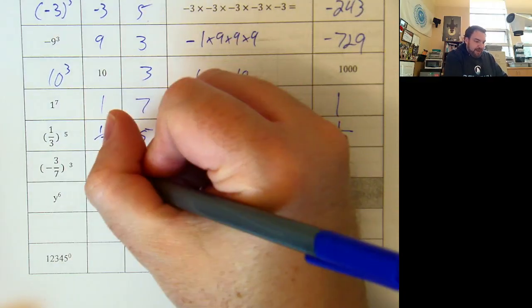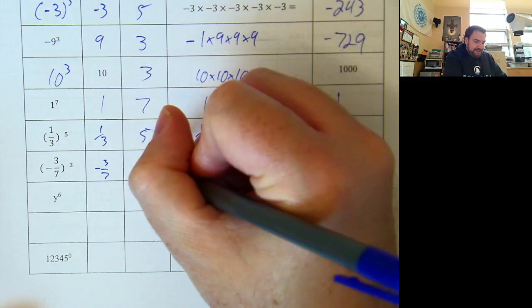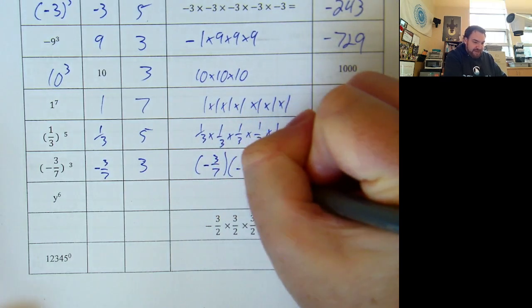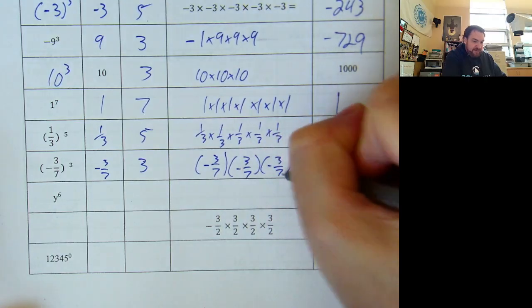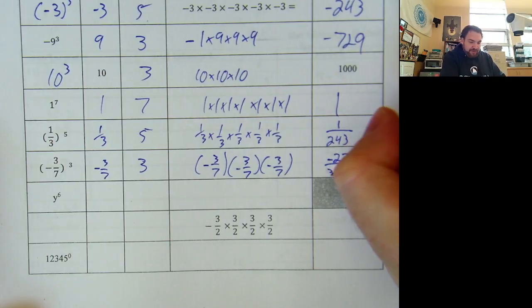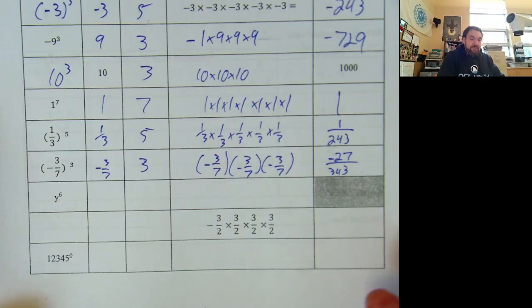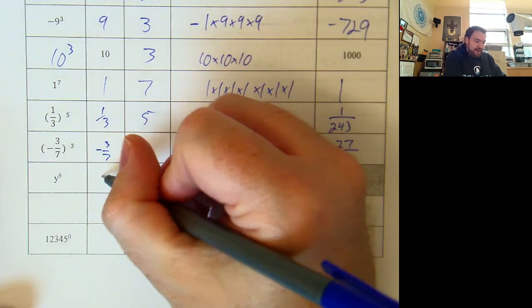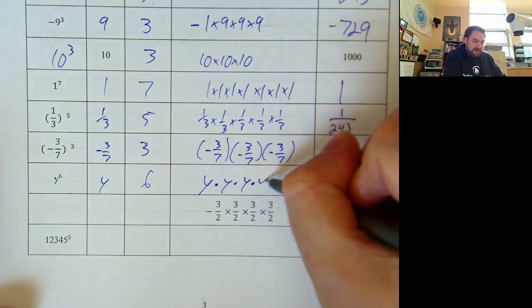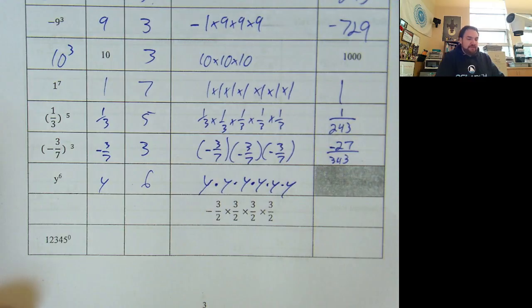Oh boy, here we go. Negative 3 over 7 is the base. The exponent's 3, so it's going to be negative 3 over 7 times negative 3 over 7 times negative 3 over 7, which is going to be negative 27 over 343. Then y to the 6 is y times y times y times y times y times y.